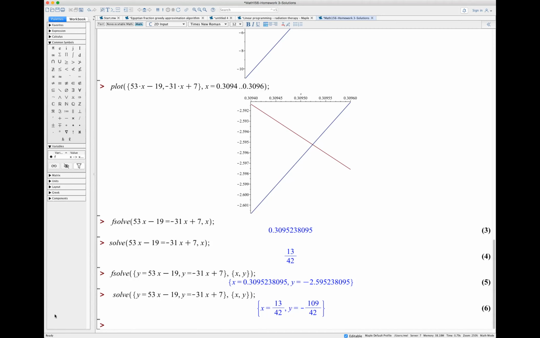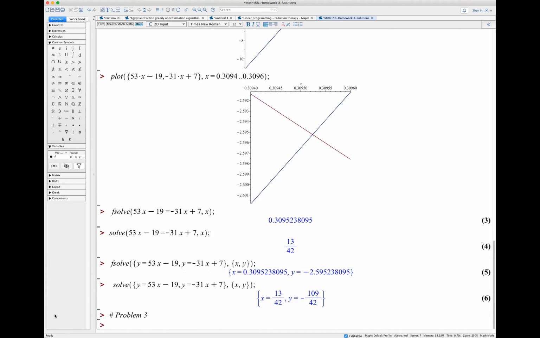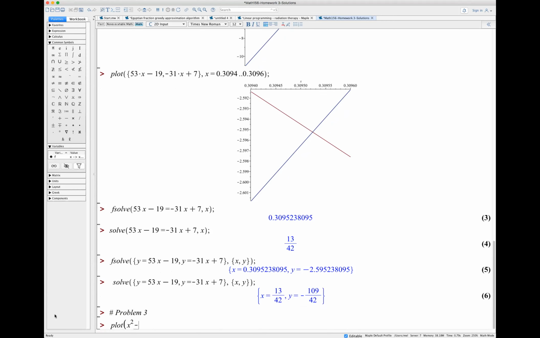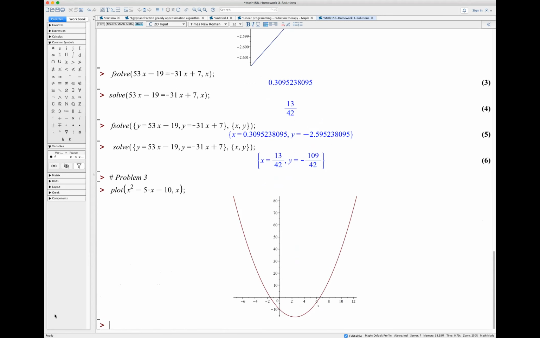Let's see, problem 3. We're looking at the intersection of two parabolas. So for example, if we plot the parabola x squared minus 5 times x minus 10. That's a parabola going up.